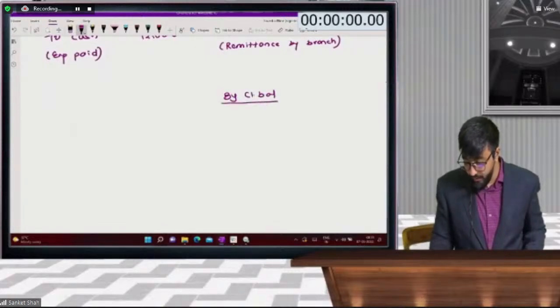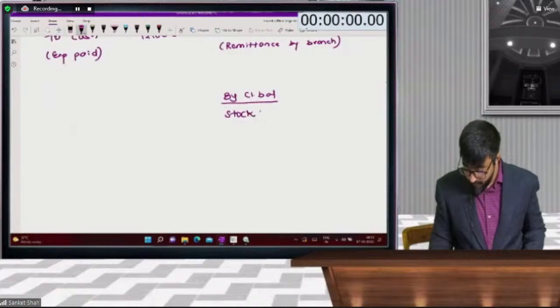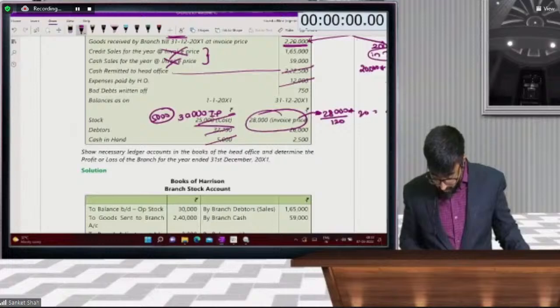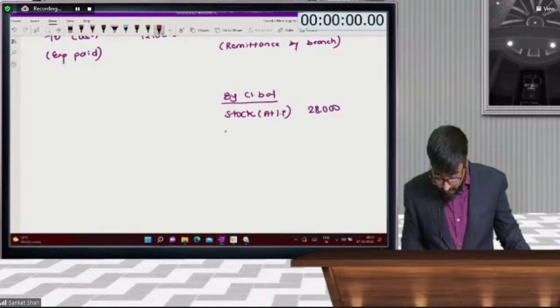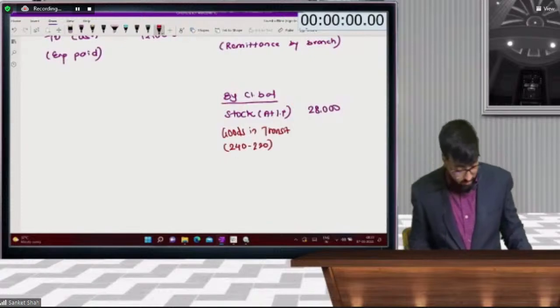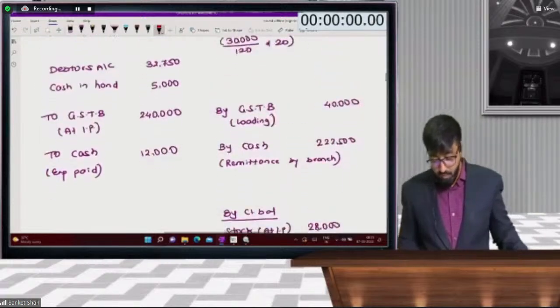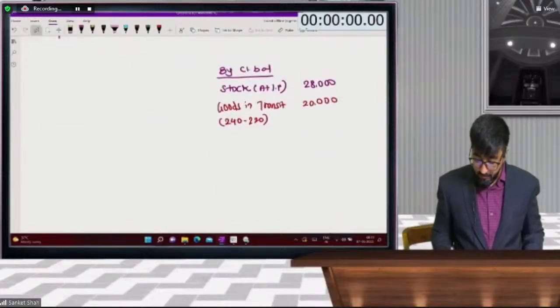Up to 2 lines, closing balances. Stock at invoice price 28,000, and goods in transit in red pen: 2,40,000 minus 2,20,000, because 20,000 we have not yet received. Though we recorded 240, 20 is in transit. So that is goods in transit.